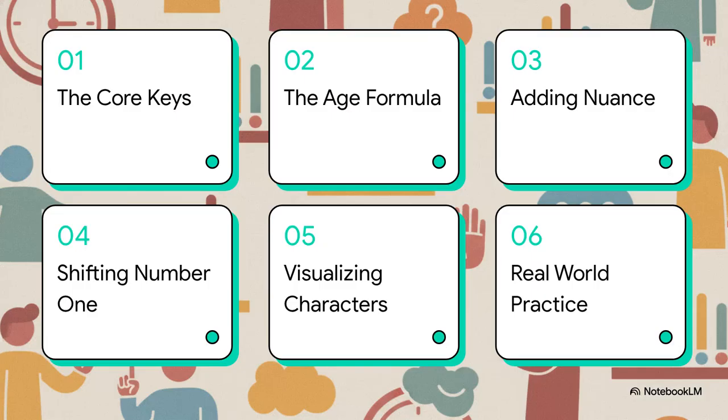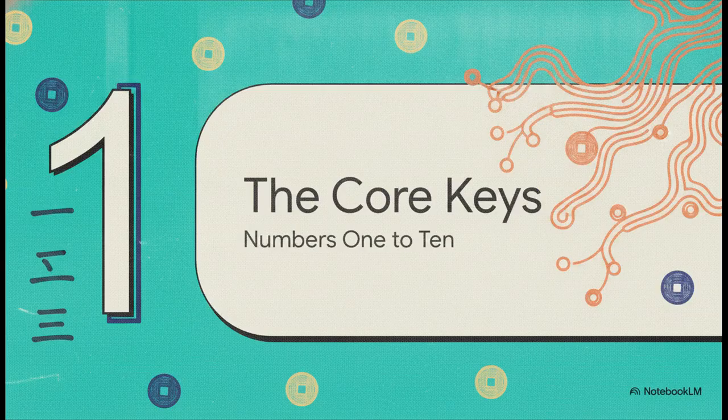So, here is our roadmap for today's explainer. 1. The core keys. 2. The age formula. 3. The magic particle le. 4. The shifting number 1. And 5. Real-world practice. All right, let's dive right into Section 1. The core keys, numbers 1 to 10.